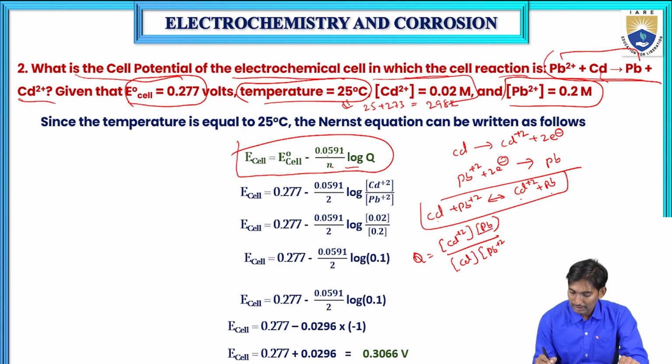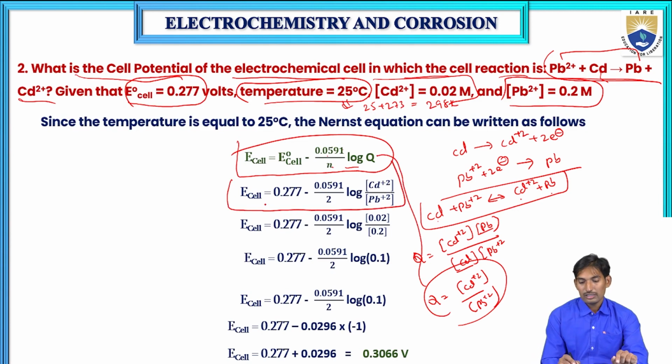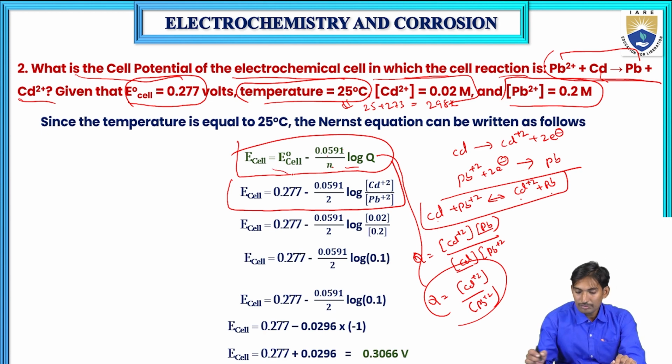We know Pb and cadmium are solids, so I am taking their concentration as 1. So Q becomes cadmium plus 2 divided by Pb plus 2. Substituting this Q value, the equation becomes E cell equal to E naught cell, which he has given as 0.277 volts, minus 0.0591 divided by n. n means the number of electrons involved in this reaction. So 2 electrons are involved in this reaction, so n equal to 2.